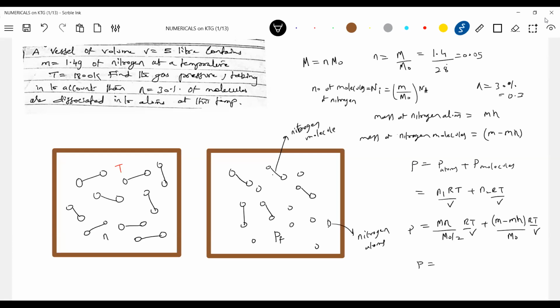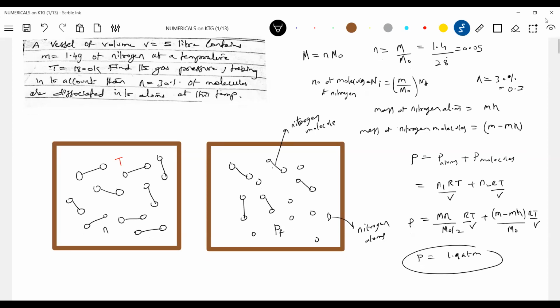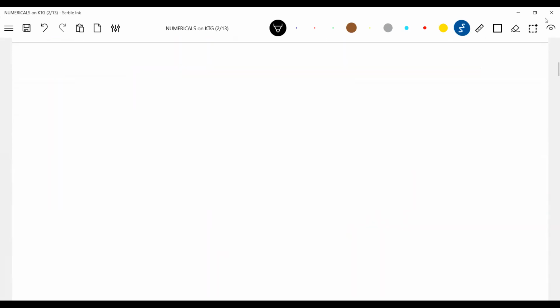Why M0 by 2? Because a nitrogen molecule, if it has 28 gram, the nitrogen atom should be half of it, 14. You do the calculation later on. Let me write it: 1.9 atmosphere. Dissociation means the molecule breaking up into atoms. I'll give one more, this will help you a lot.